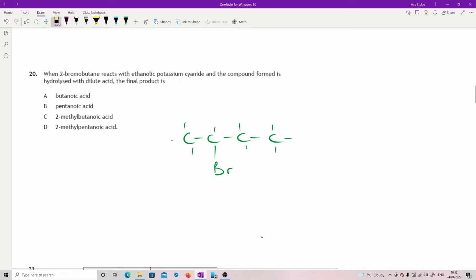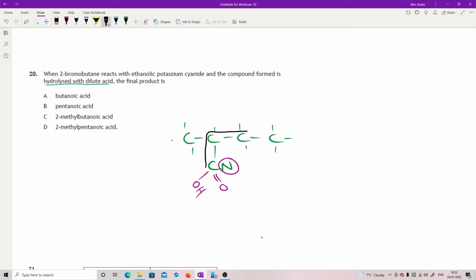So what that will do is substitute here, so we get a cyano group attached onto this carbon. Now that we've got that here, the next part is hydrolyzing with dilute acid, and we can alter this bit here, so this becomes a C double bond O, bond OH. We basically make it a carboxylic acid. You need to know that process for you then to name it.